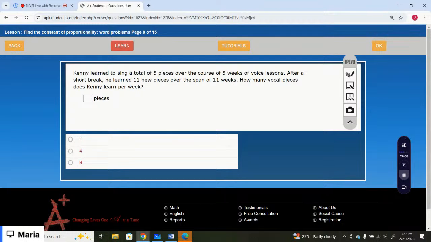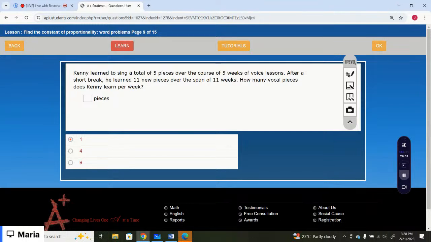Candice learned to sing a total of 5 pieces over the course of 5 weeks of voice lessons. After a short break, she learned 11 new pieces over 11 weeks. How many vocal pieces does she learn per week? So which is the correct option? Option number one is the correct option.